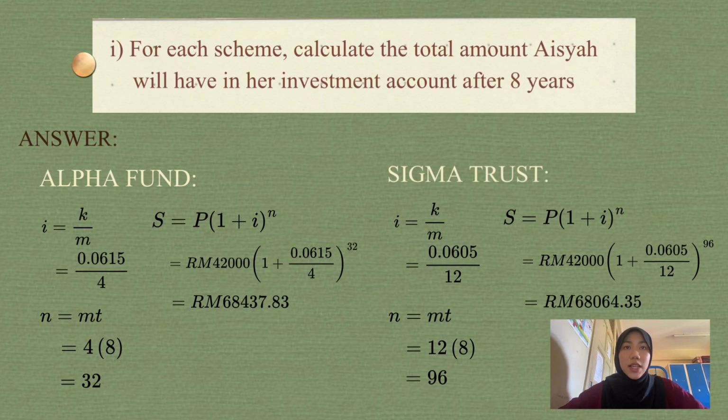Next, Sigma Trust. The k for Sigma Trust is 6.05%, which equals 0.0605. And since they are compounded monthly, m equals 12. The rest of the values are the same. Substitute the values into the same formula, so S equals 42,000(1 + 0.0605/12)^96. So S equals 68,064 ringgit and 35 cents. And that is the total amount for Sigma Trust.